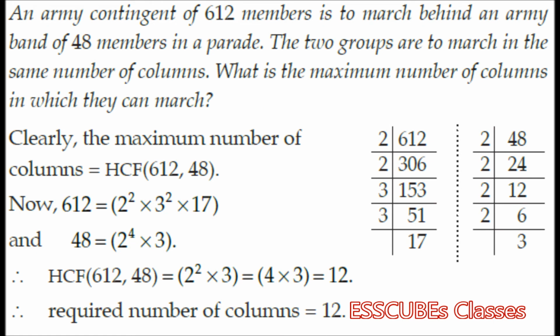Let's take this question. An army contingent of 612 members is to march behind an army band of 48 members in a parade. The two groups are to march in the same number of columns. What is the maximum number of columns in which they can march? Mark the word again, maximum. It gives us a hint. Actually, we need to find the HCF. And what do I find? Once I do the prime factorization of these two numbers, 612 and 48, I find that the HCF is 12. So the required number of columns is nothing but 12.